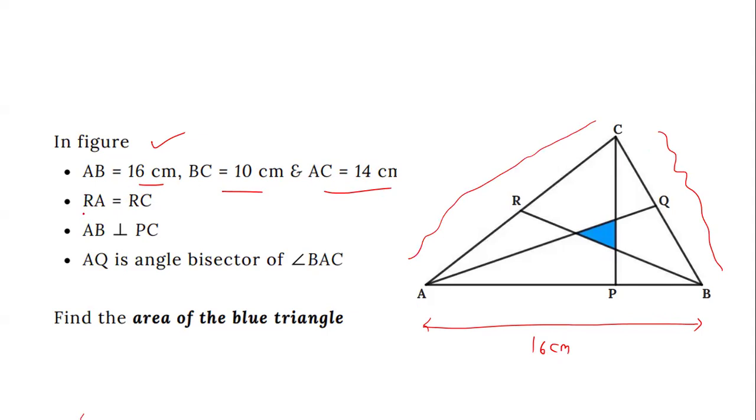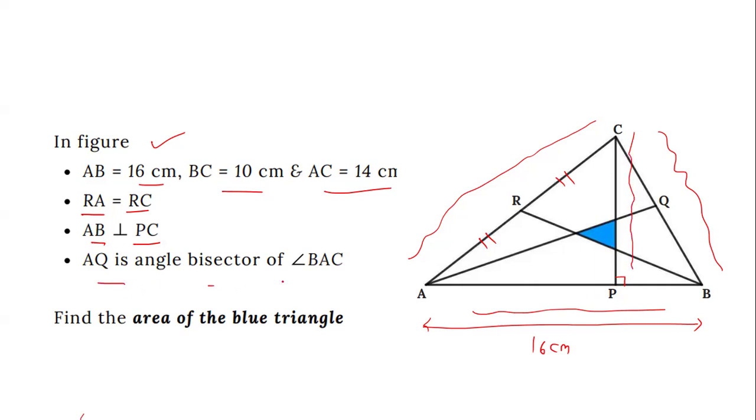And in the problem, it is also given that RA is equal to RC. So this RA is equal to this RC. And AB is perpendicular to PC. So you can see that this angle is 90 degree. The AB line is perpendicular to this PC line. You can see this line.